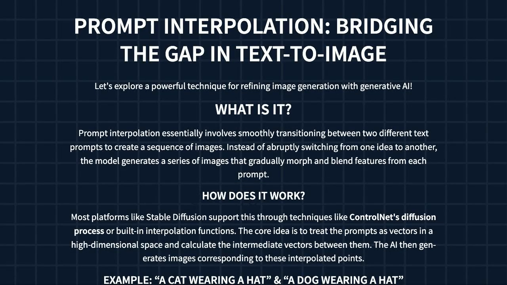Okay, let's talk about prompt interpolation. It's a really neat trick we can use with tools like Stable Diffusion to create smooth transitions between images based on text prompts. Think of it as blending two ideas together, step by step. Instead of just jumping from one concept to the next, you get a series of images that gradually evolve and combine those features. It's essentially creating an animation of your prompt, which can lead to some really interesting and unexpected results. The AI treats the prompts like points in a huge space, and it calculates where the in-between points would be for a smooth transition.